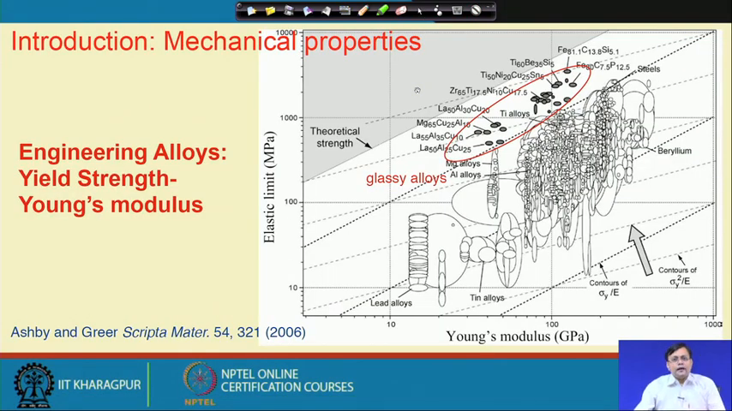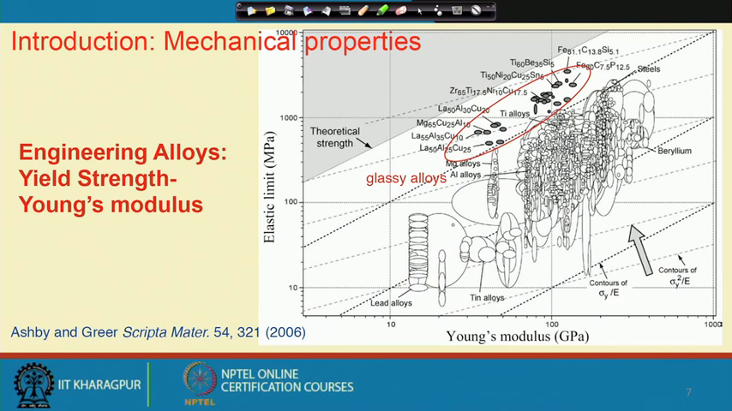Now, once again, why we are talking about the structure, because the structure and the properties are very much well linked, and that is why a metallurgist always looks for its structure in order to interlink the properties.